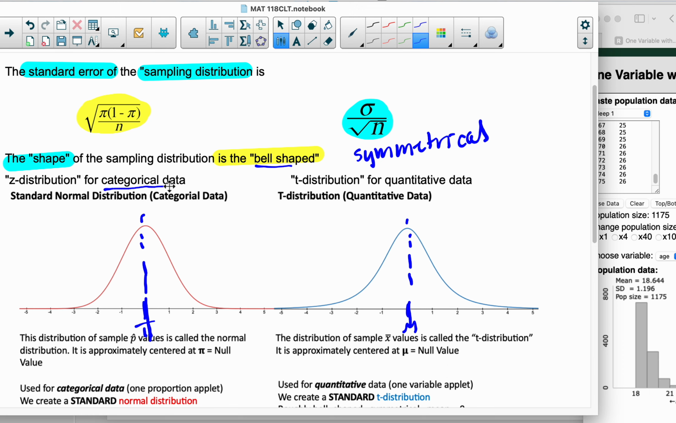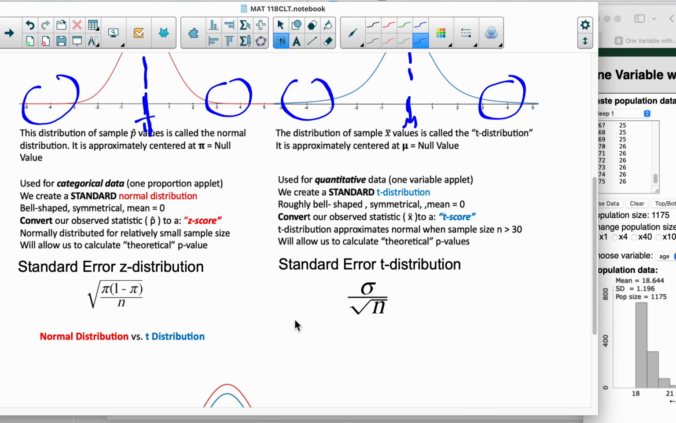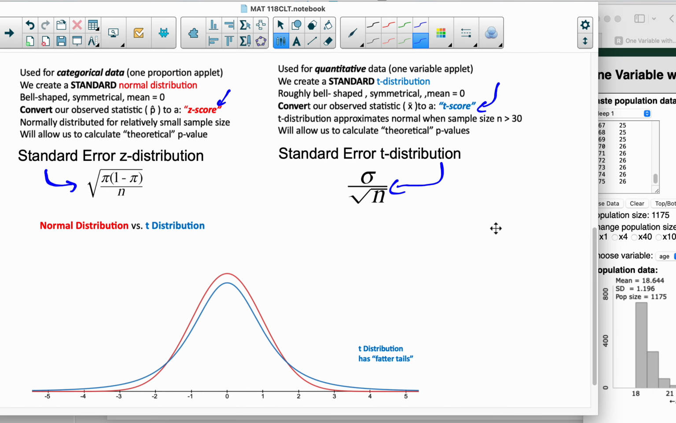When we're talking about categorical data, we call it the standard normal distribution or the Z distribution. When we're talking about quantitative data, we're talking about the T distribution. Okay? And because they're shaped slightly differently, the spread is just slightly different. We can see that this has fatter tails as compared to categorical data. So that means that the standard error or the standard deviation is slightly different. That's why we have a Z-score for categorical, and what we call a T-score for quantitative.